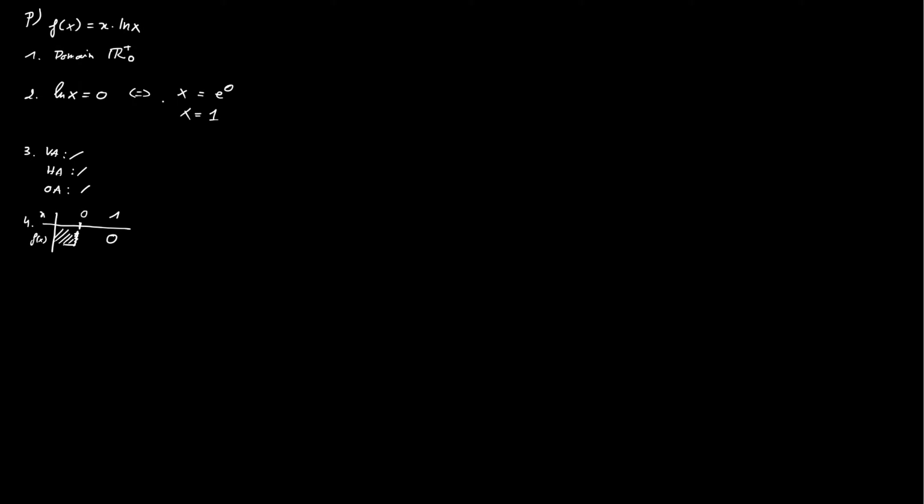And then let's see what this does. Well, if x is smaller than 1, ln x is going to become negative, and x is just going to be positive, right? So that means it's going to be negative. And then over here, both are positive, which means that our function will be positive over there.